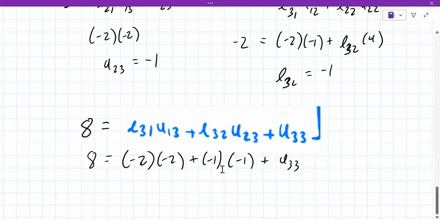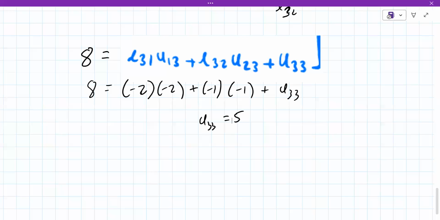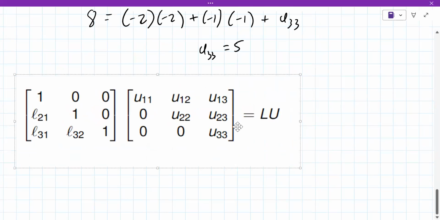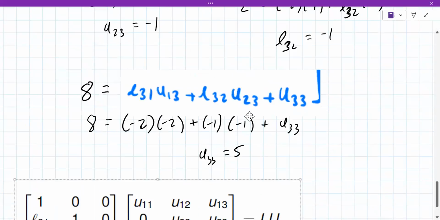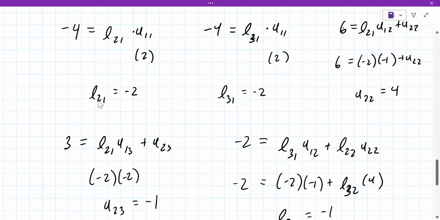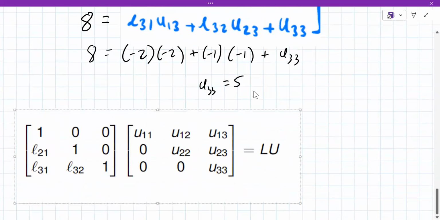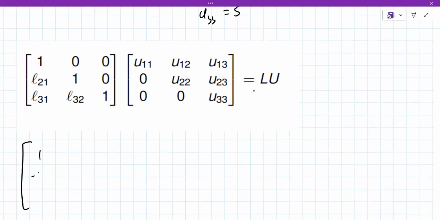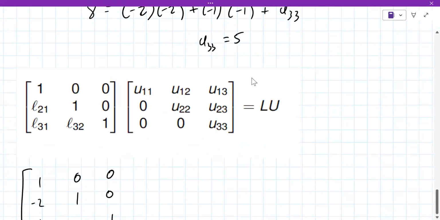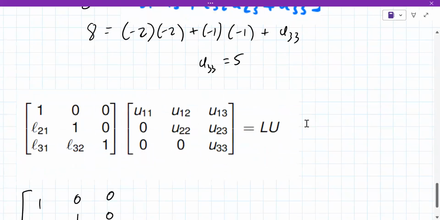So this is 4 plus 1, that's 5. Subtract U33 equals 5. So this is so close to the final answer. The final answer for your LU decomposition is right here. We just got to put the numbers in. I have to go back and look for each one of them. So L21 is -2, -2. All right, L32 is -1.